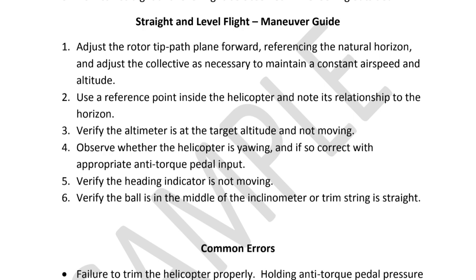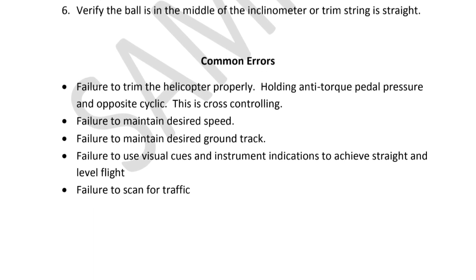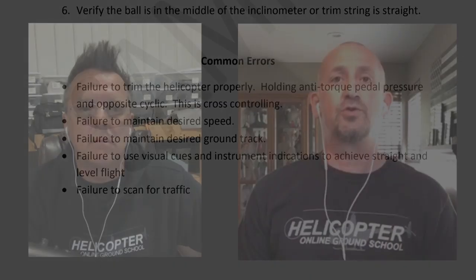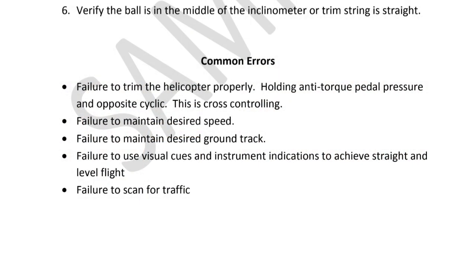So when we get below that, we want to explain to them what the common errors are if we don't do the things in the maneuver guide above correctly. And you talk about the failure to trim the helicopter appropriately, holding too much anti-torque pedal pressure and opposite cyclic, so now you're cross-controlling. Failure to maintain the desired speed. And you just go through each one of these and let them know these are the problems that students have, and you won't meet standards until you can do this maneuver without any of these errors.